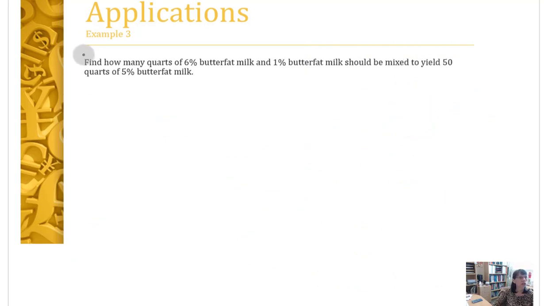In this application, we are going to find how many quarts of 6% butterfat milk and 1% butterfat milk should be mixed to yield 50 quarts of 5% butterfat milk. So what we notice right away is we have some numbers here, some with percentages. These three numbers are all percent, but notice this number of 50 tells us number of quarts.